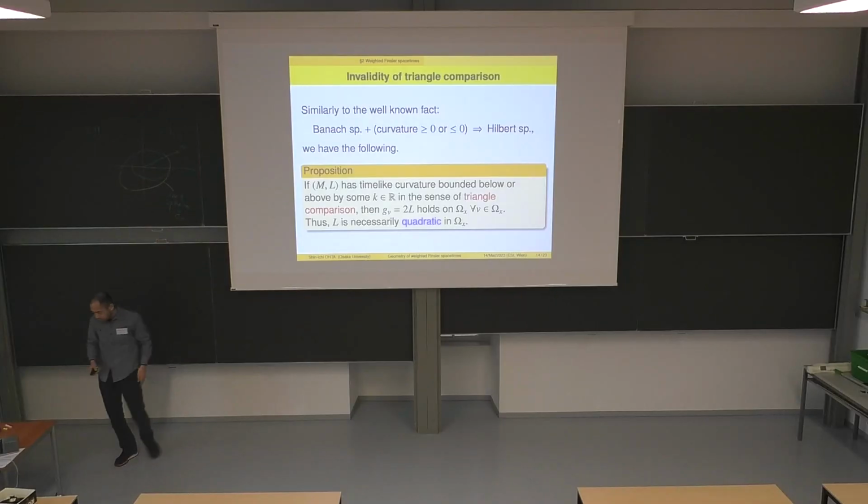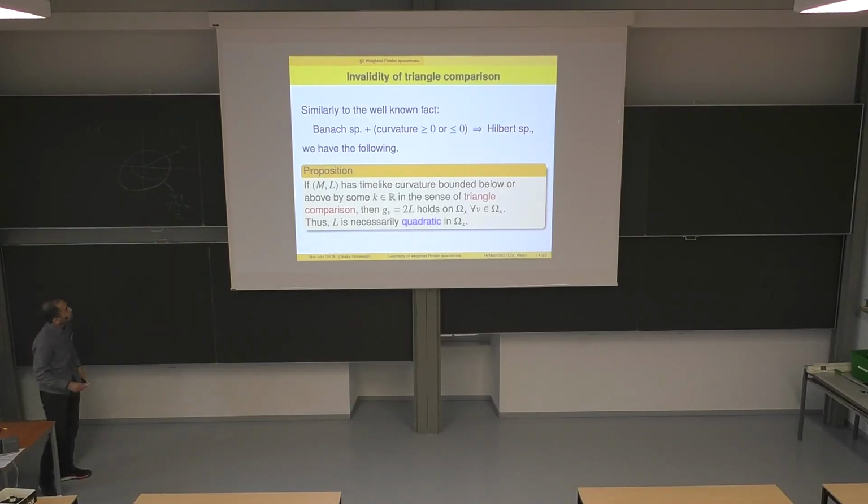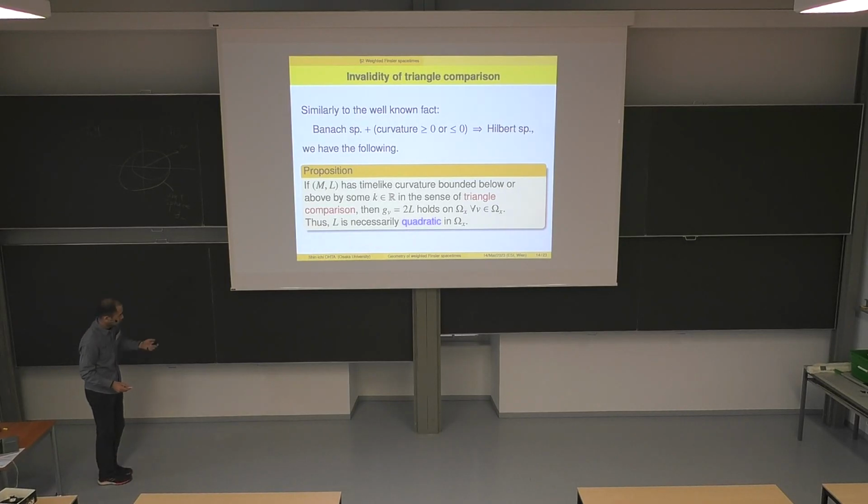So I can explain here. Yeah, so we have a curvature bound from below or above by some constant on a Finsler manifold. Then by a scaling argument, we see that the tangent space has non-positive or non-negative curvature.